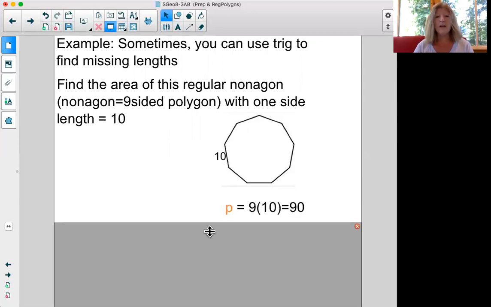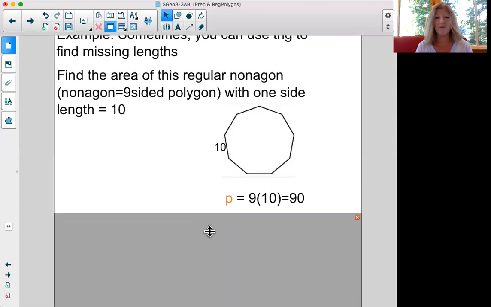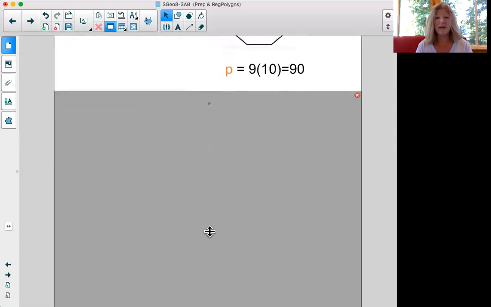But we cannot easily find little a, the apothem. The only way to do it is we have to pause, we have to draw in all the radii and find all those angles. So pause the video, draw this nonagon, find the angles on your own paper, draw the radii, and then press play to continue.